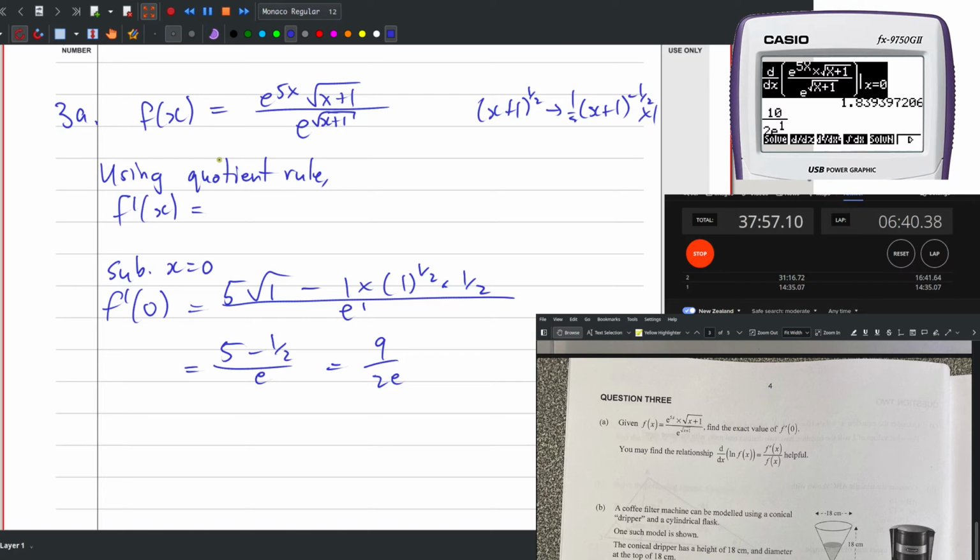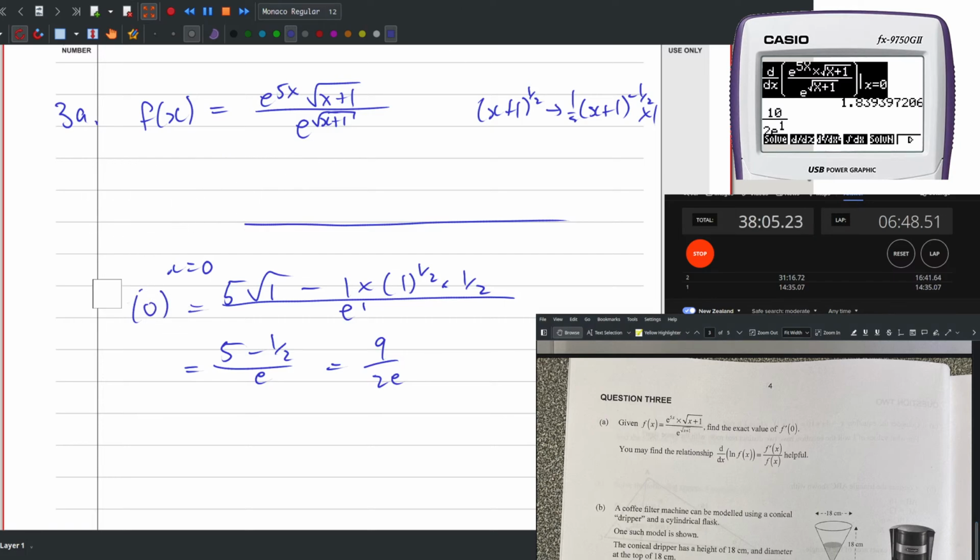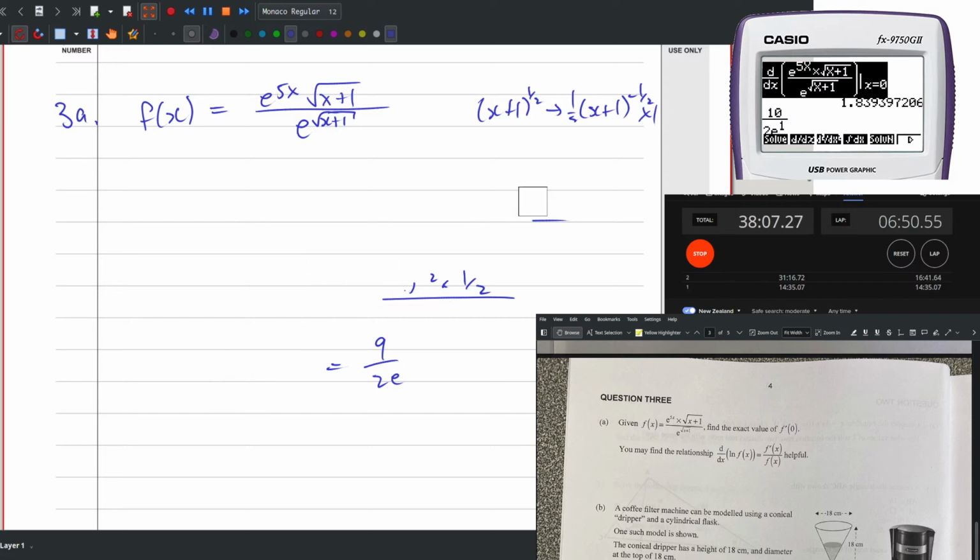Okay, maybe the hint actually is useful then. Far out. Okay, let's just start from the beginning. Actually, no, I don't need the hint. Let's just do it normally with quotient rule.